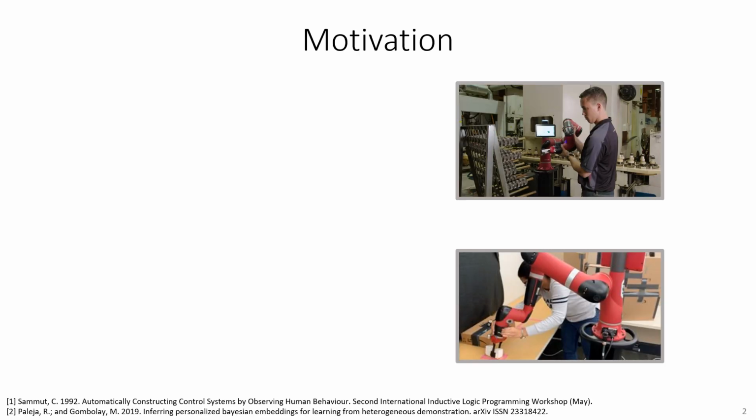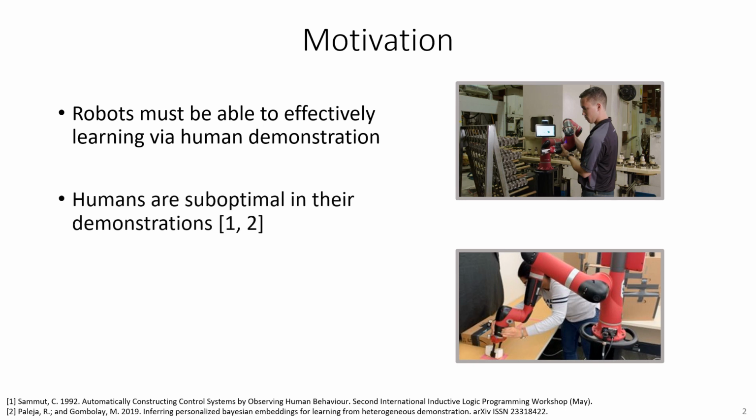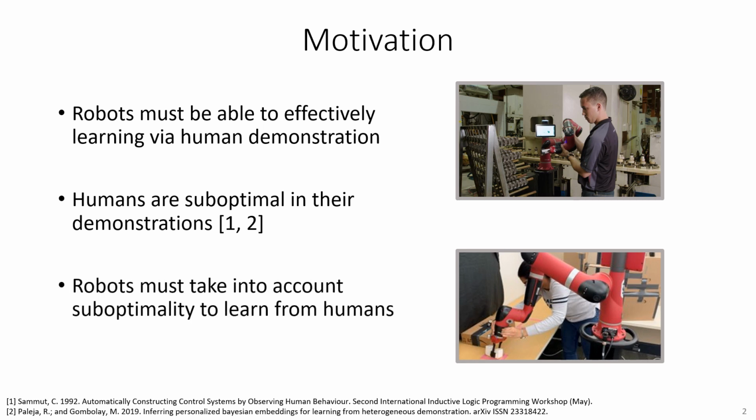For robots to operate in the real world, they must be capable of learning novel tasks from non-expert humans. However, prior work has shown that humans are suboptimal when providing corrective demonstrations to robots, making it difficult for robots to successfully learn from humans. To overcome this limitation, robots must take into account human suboptimality when learning new tasks.